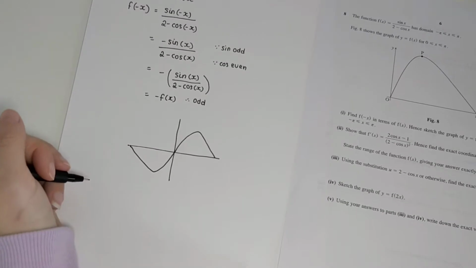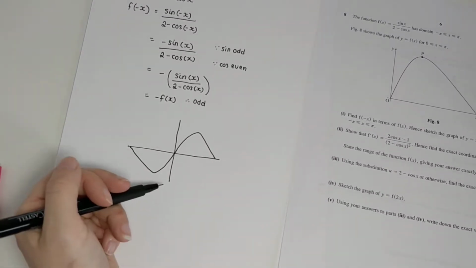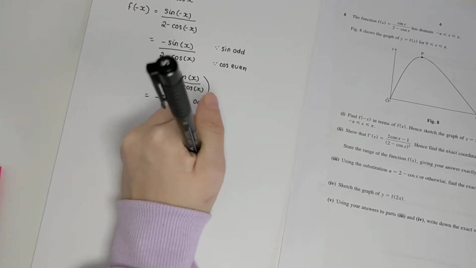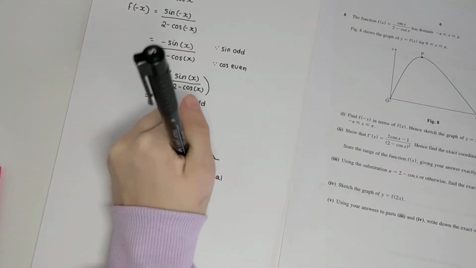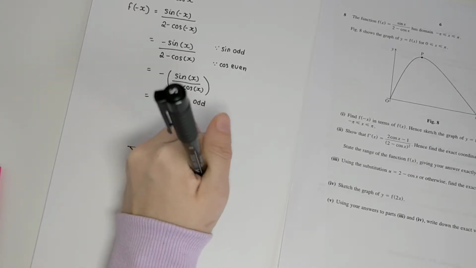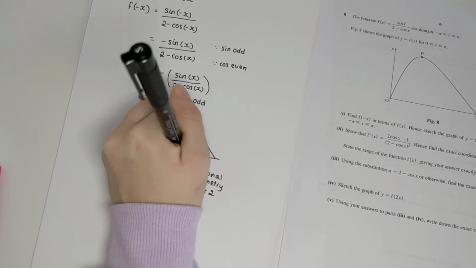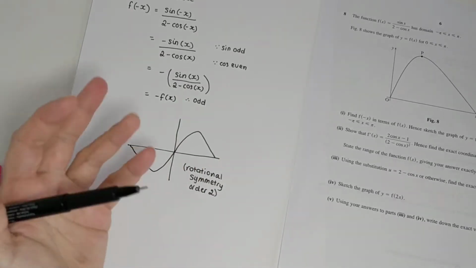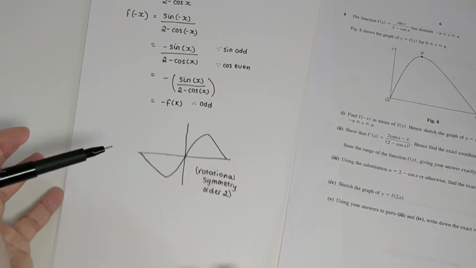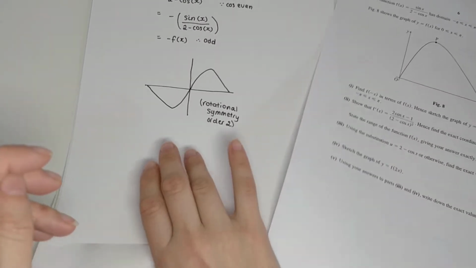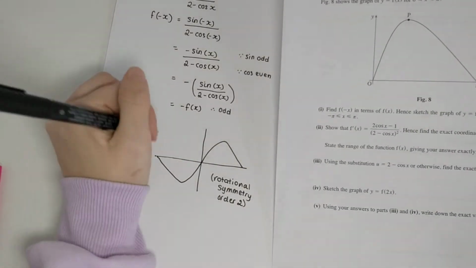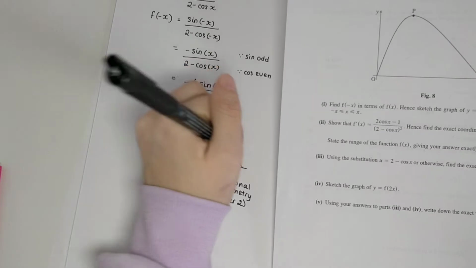So it looks like that. And if your drawing is really bad, then write a little note to the examiner, rotational symmetry order 2. Just so they know what you intended to do, because not all of us can draw things very well. You just really want to show them that you had the right intentions. Okay, I should also label that minus pi.